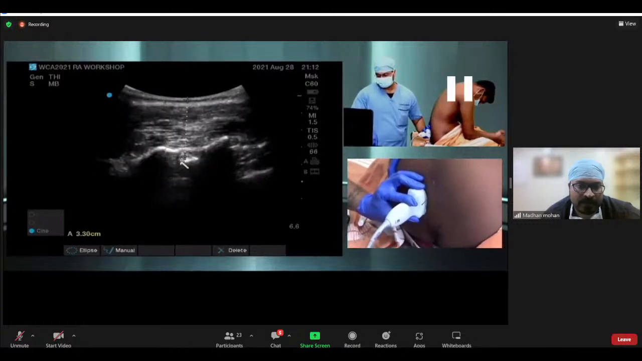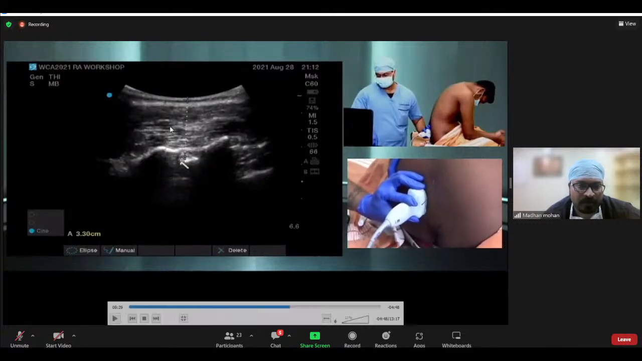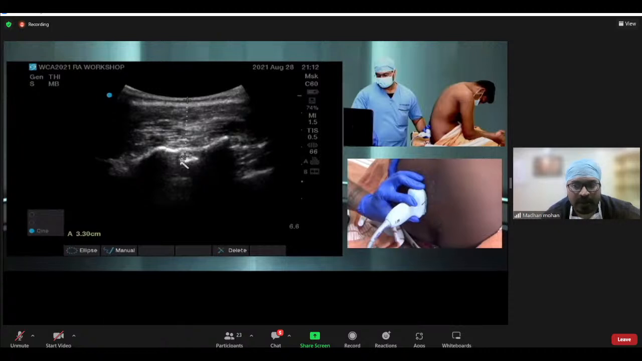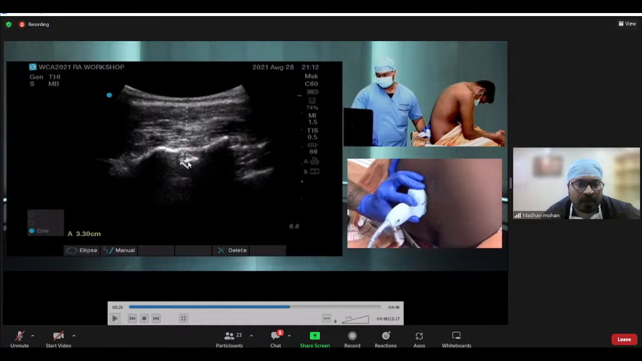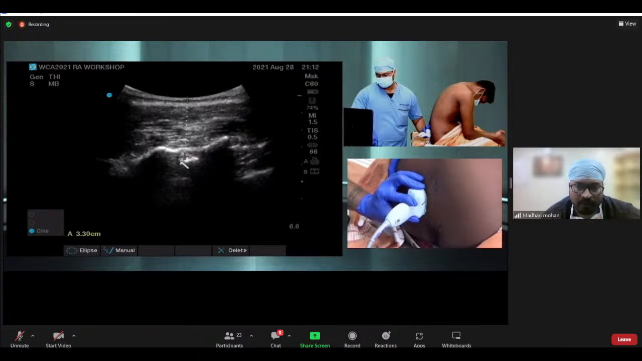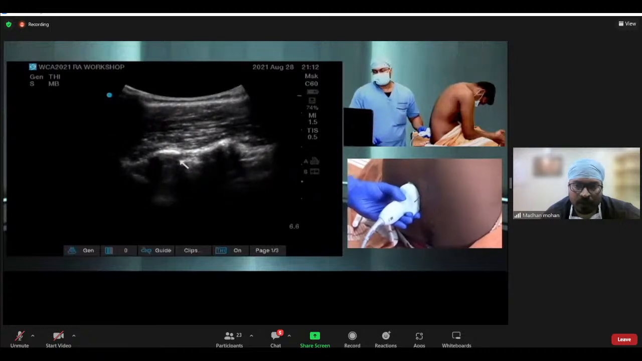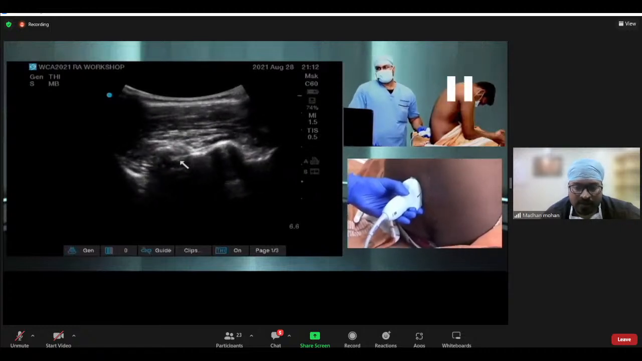So again, you get the same 3.3 centimeters from skin to the posterior complex, which we got in the transverse interspinous view. So it doubles our confirmation that the distance is appropriate for reaching this posterior complex. So after that, this completes the scanning of spine for central neuraxial blockade.